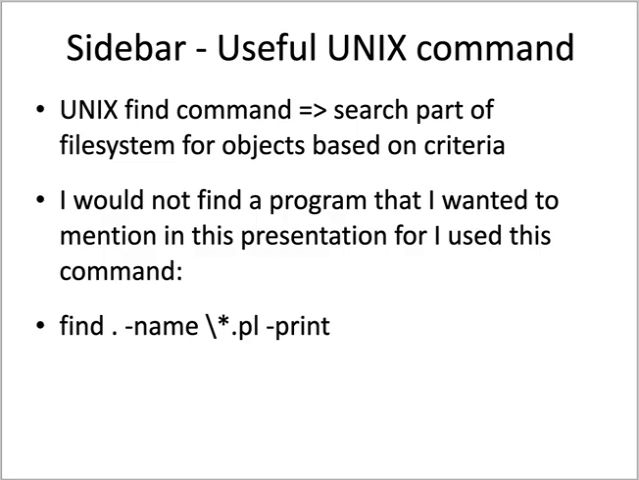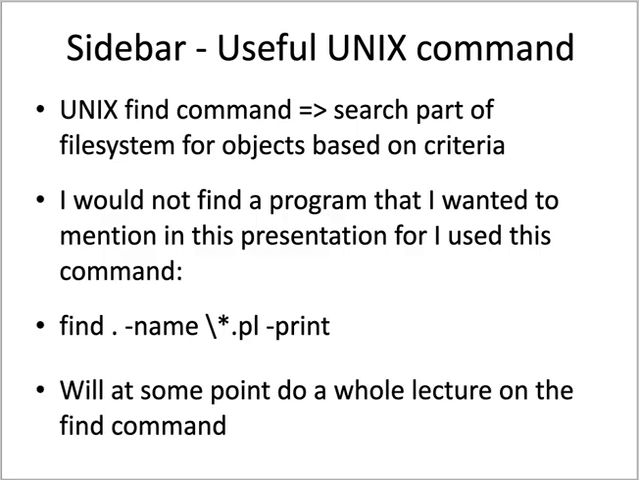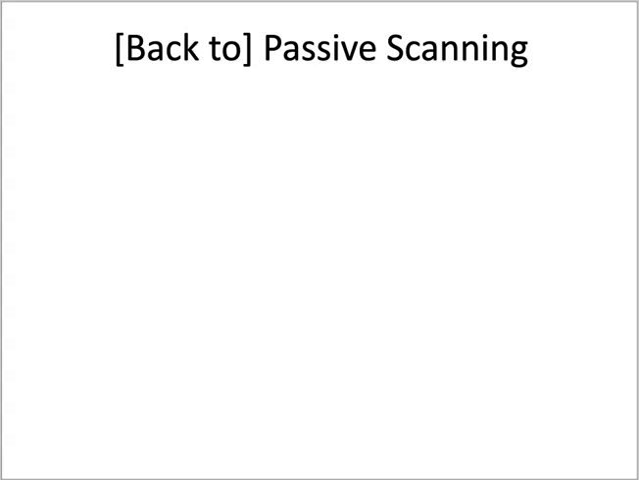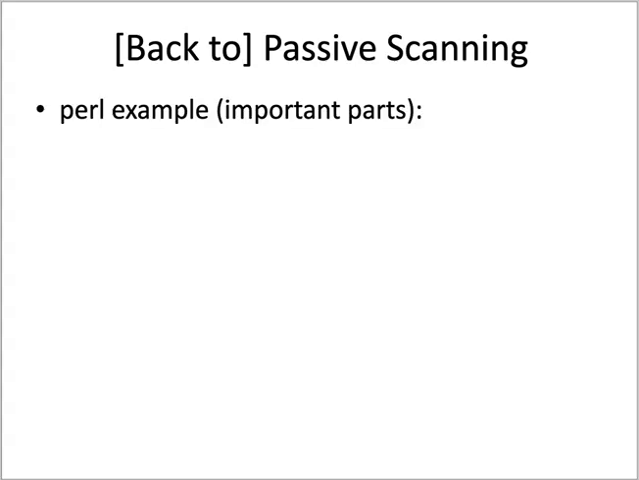Now, find is real handy if you know that you have some type of vulnerability and know that the file is always stored in ABC, but you want to know if that exists on your system, you can use the find command. I'm pretty confident in the relatively near future I will write a whole lecture on the Unix find command because it's that handy. Now then, the Perl program that I was looking for was an example of a program that I wrote to do passive scanning.